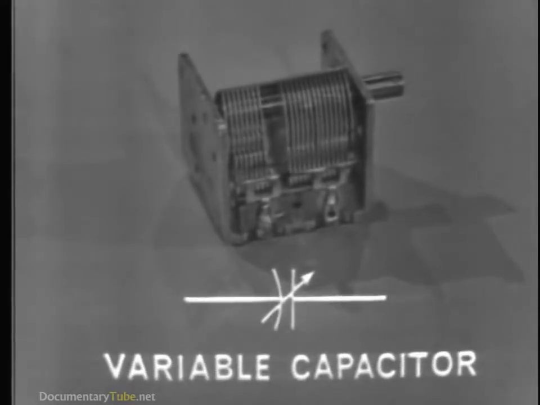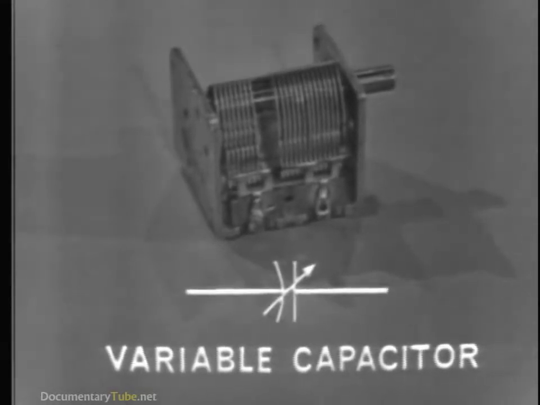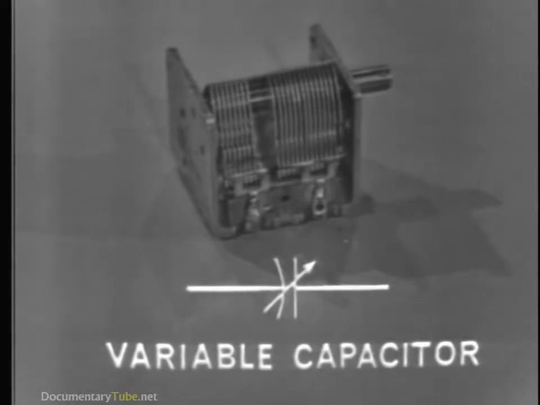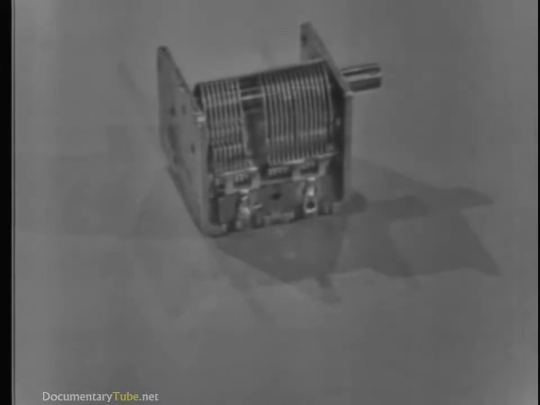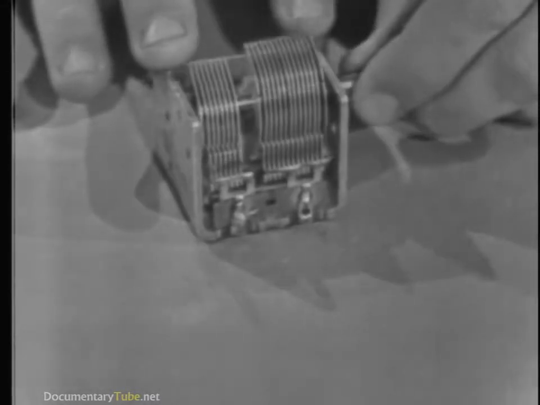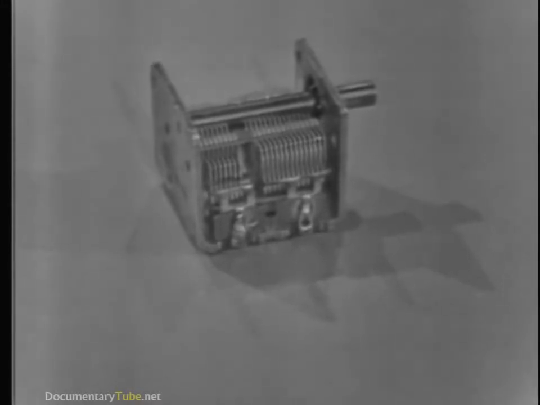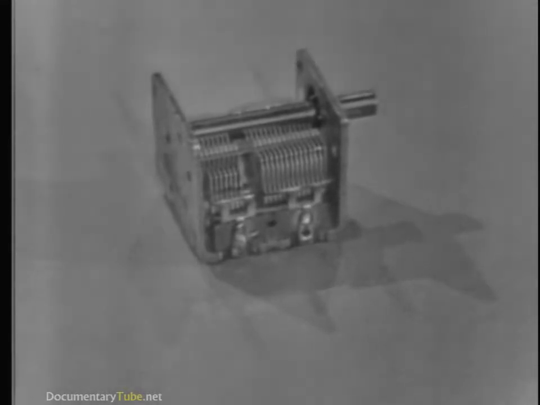The symbol for a variable capacitor is the normal capacitor symbol with an arrow drawn through it, as is shown here. This indicates that the value of the capacitor can be changed. This type of capacitor, with air as the dielectric and with these movable metal plates, is used where you want to tune a circuit. Now, if you've ever looked into a radio, I'm sure you've seen this type of capacitor. Remember, the air dielectric capacitor is constructed of movable metal plates and is used for circuit tuning.